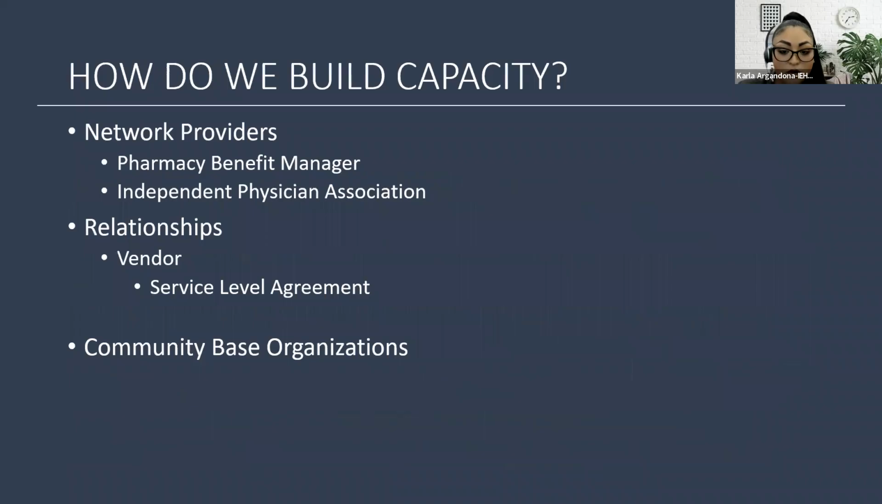And sorry. Oh, go ahead, Gable. Yeah, so how do we build capacity around this?